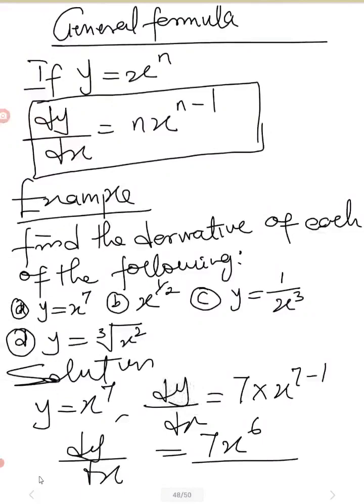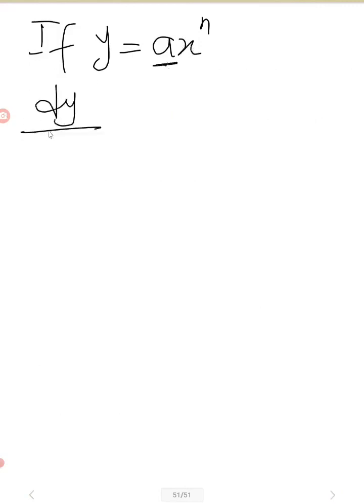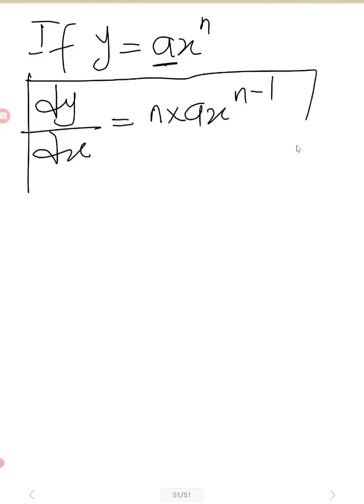So the second part of the same general formula can still be written in this form. For example, if y is equal to ax raised to power n, where a is a constant, you just have to follow the same procedure to say that dy over dx will be n multiplied by ax raised to n minus 1. So this is how it will look when solving. Let's solve some examples related to this.